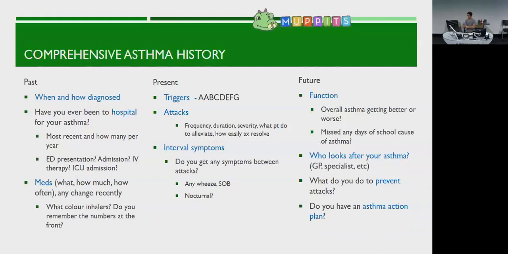So it's just a matter of getting an idea of where this kid has been in terms of their diagnosis, what triggers them, and how it's impacting them, and can we increase their chronic therapy so that they are better controlled in the community.